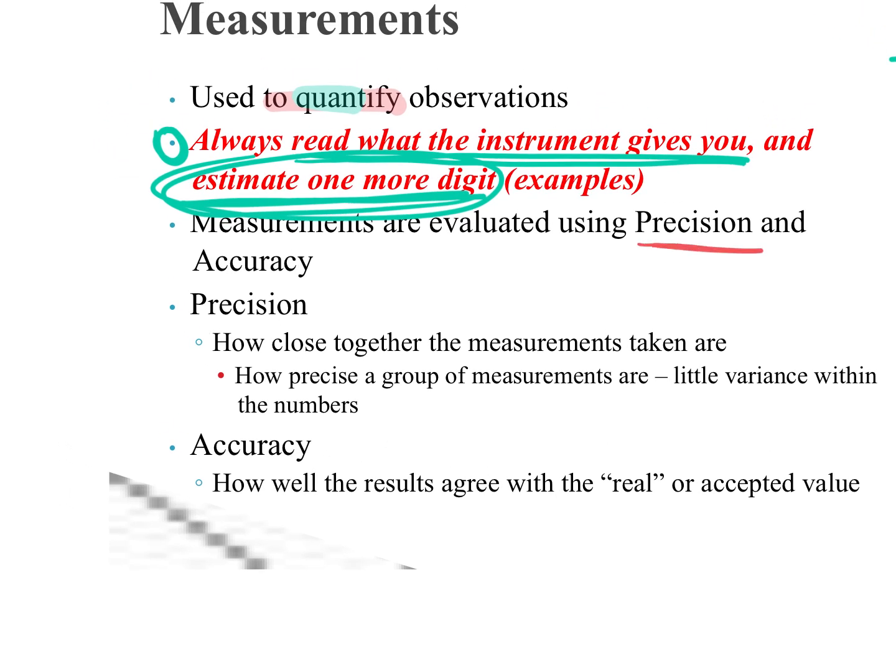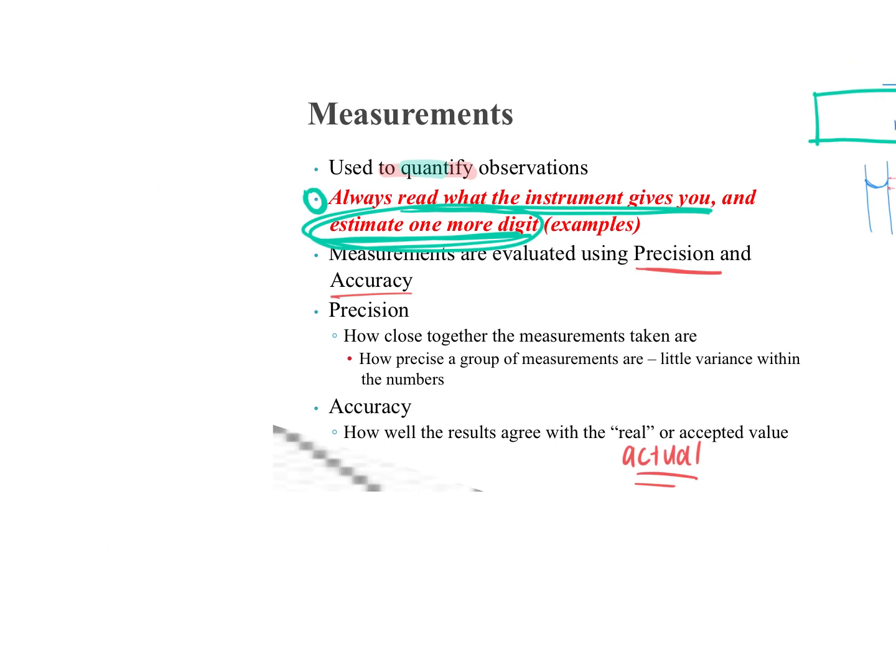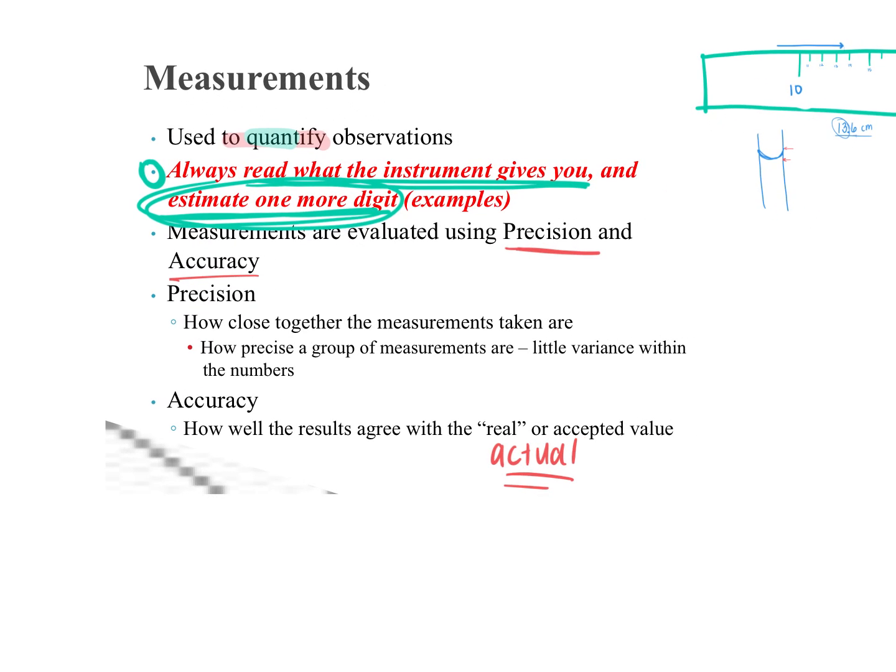Measurements are evaluated using precision and accuracy. Accuracy means how close they are to the actual value. Okay, I like to think accuracy is close to actual. So it's how close we are to the actual value. Precision is how close together our measurements are to each other. So it's kind of the range. Okay, so a lot of times we like to visualize this on a target.